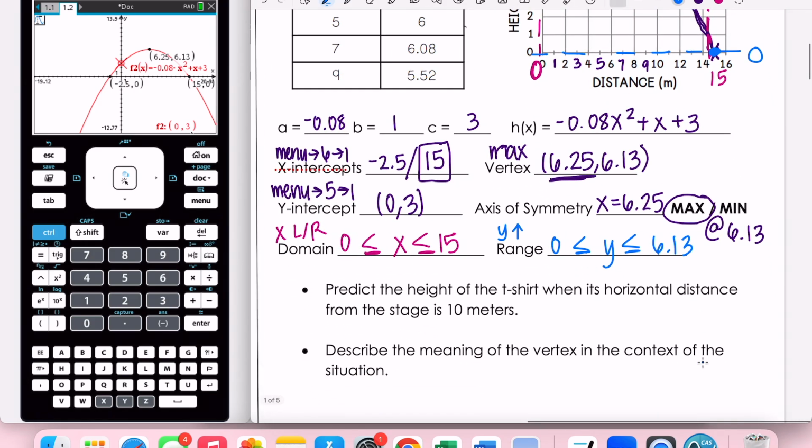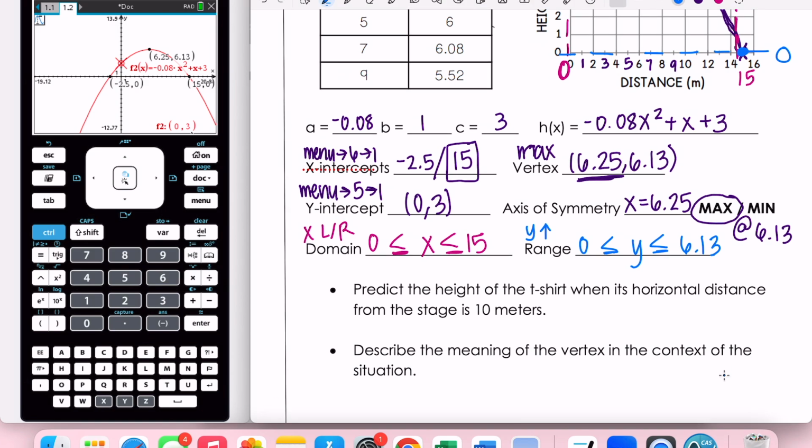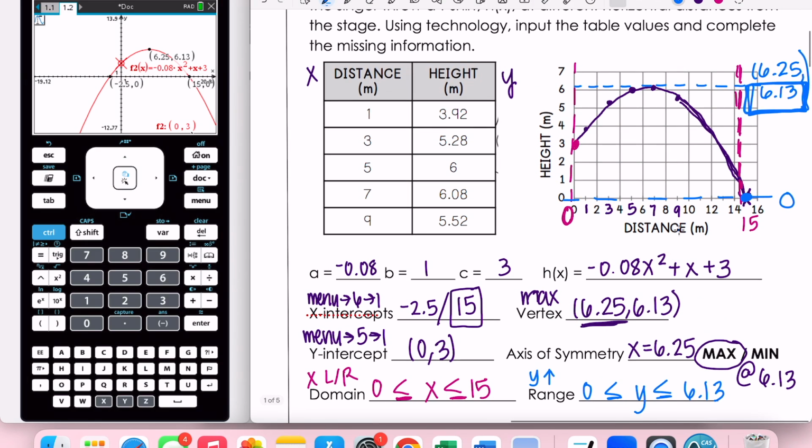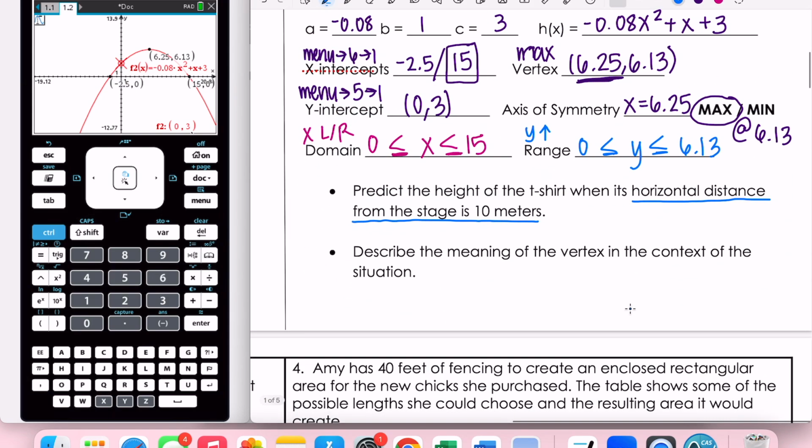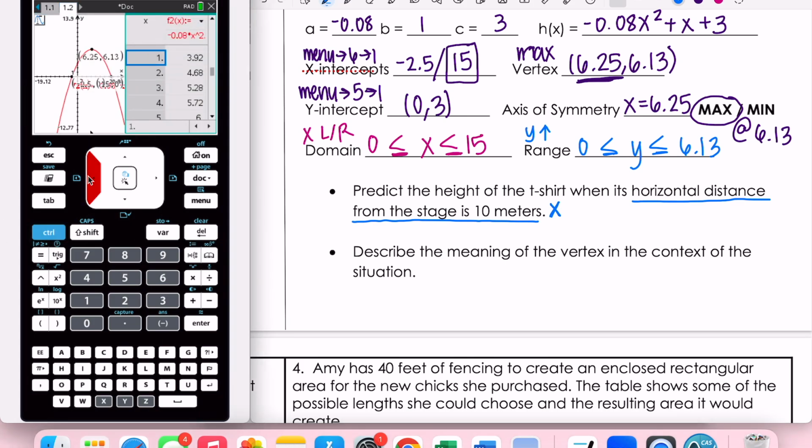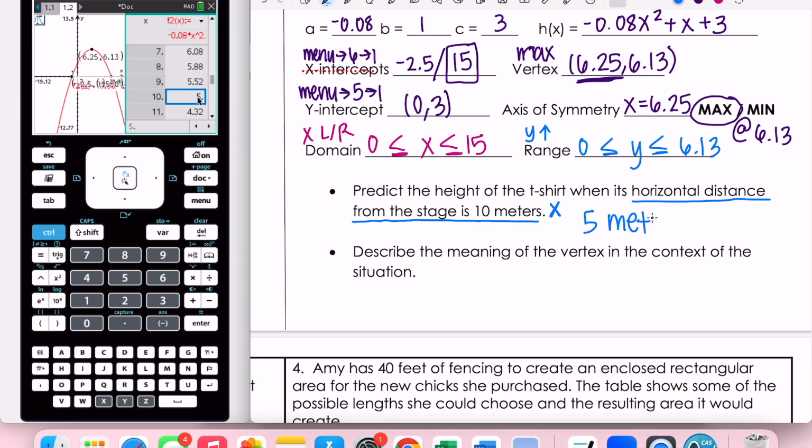Okay, next, predict the height of the t-shirt when its horizontal distance from the stage is 10 meters. Okay, horizontal distance from the stage. First, I need to determine what piece of information is that, x or y. Well, distance from the stage is my x value. It tells us so on the graph. Distance is my x value. So here they gave me the variable x. So from here, guys, I'm going to go ahead and press Control T, and I'm going to go to where x is equal to 10. And I see here that the height is 5. So I'm going to go ahead and say 5 meters.